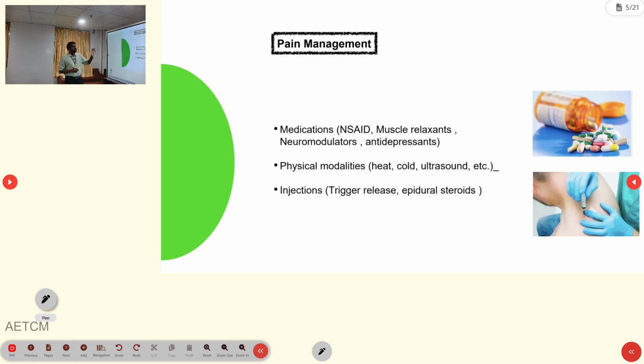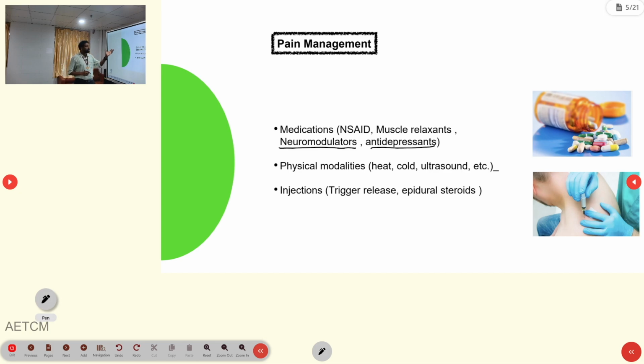So coming to pain management, the most important thing is that initially we start with medications like non-steroidal anti-inflammatory drugs. Then muscle relaxants. The role of muscle relaxants is debatable, but there are patients who get some improvement with muscle relaxants. Then we go for neuromodulator drugs also, which include non-benzodiazepine anticonvulsants like pregabalin, gabapentin. And certain patients might require antidepressants like tricyclic antidepressants. This also prevents the pain from becoming chronic.